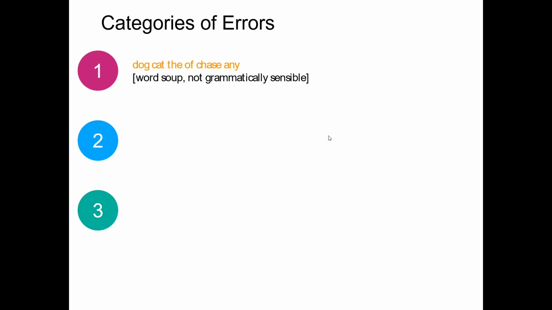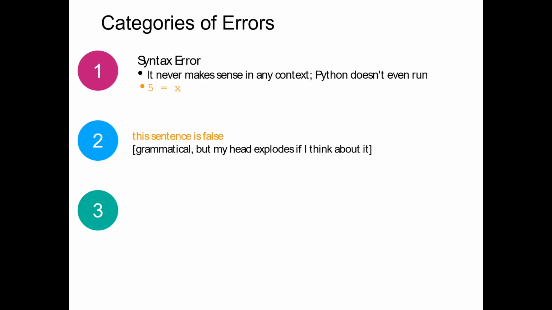Here's maybe a better example in English. Maybe it's not better, I don't know. But just some word soup. Cat, dog, the, of, chase, any. That just doesn't make sense when those words are in that order. All right, the next kind of category of error is something that's grammatically correct, like this sentence is false. All right, think about that for a second. Grammatically correct. If we go to an English professor, they would say that sentence is fine. If we go to a philosopher, they would say, don't make my head explode. I can't think about that stuff. It's a semantic error.